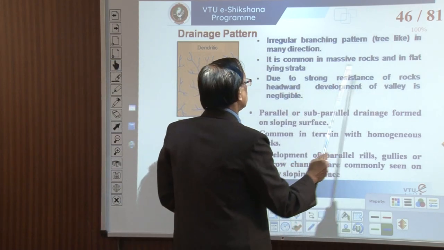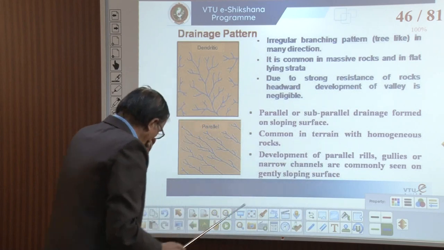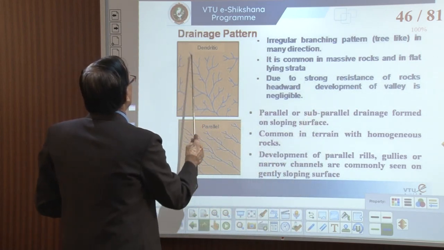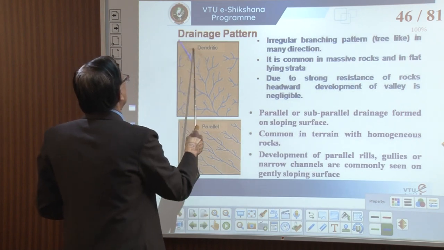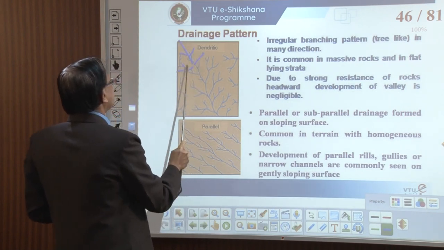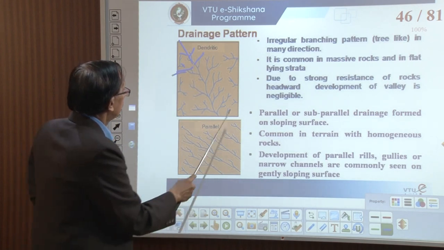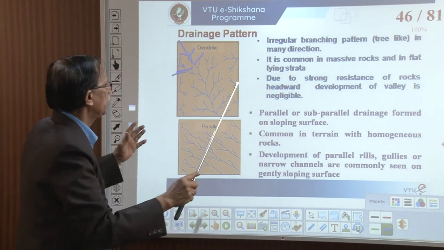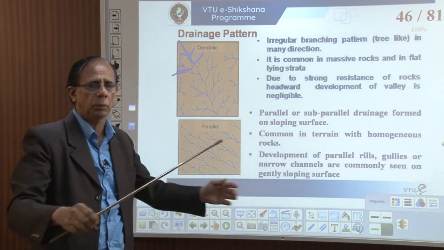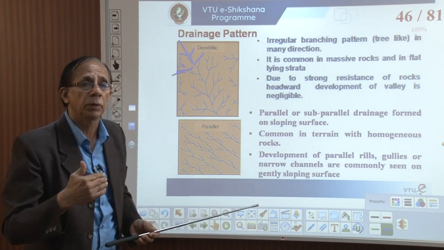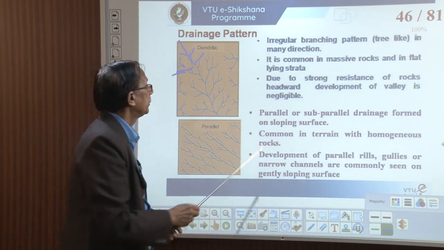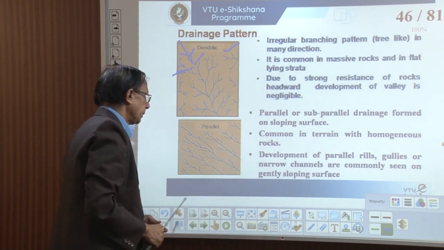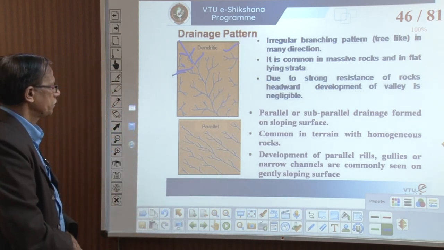Due to strong resistance of the rock, headwater development of the valley is negligible. They do not grow like this, but they tend to grow laterally like this. So, the rocks below the river are more or less uniform, uniformly they develop. There is nothing like a preferred direction. Therefore, such a kind of drainage we call dendritic drainage pattern, tree-like drainage pattern.